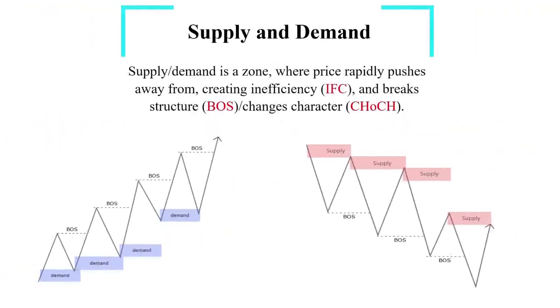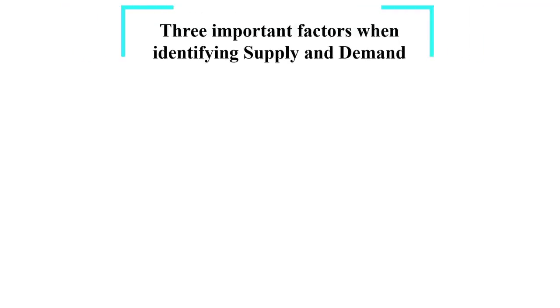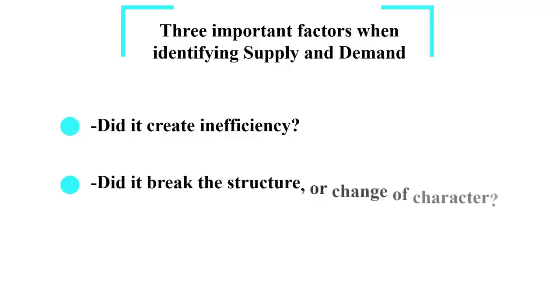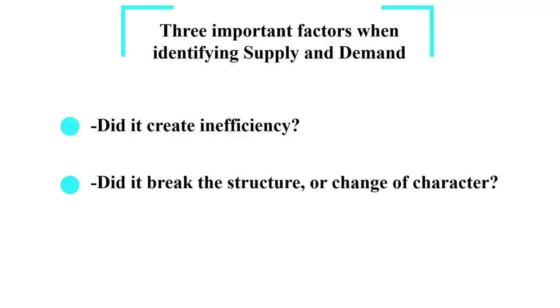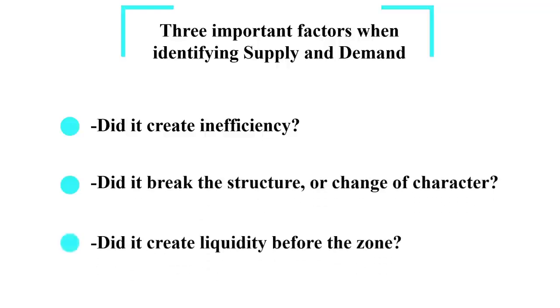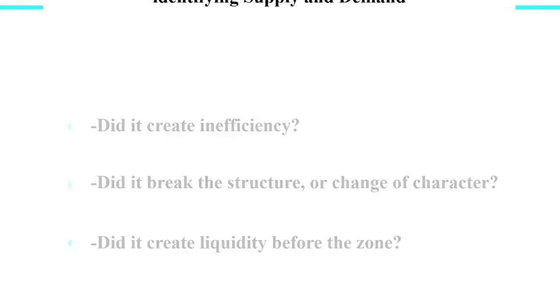Supply or demand is a zone where price rapidly pushes away, creating inefficiency and a break of structure or change of character. There are 3 factors to consider when identifying supply and demand areas for trading. Did it create inefficiency? Did it break the structure or change the character? Did it create liquidity before the zone?